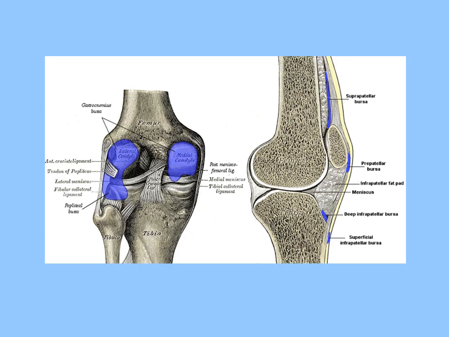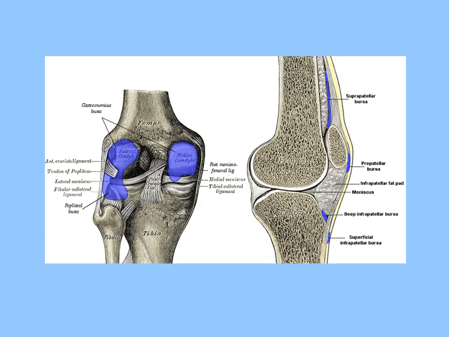Posterior and inferior to the patella, there is an infrapatellar fat pad. The infrapatellar fat pad is also innervated, and when inflamed, this fat pad can cause pain behind the patella. If you simply extend your knee, you will see the infrapatellar fat pad bulge out on the medial and lateral sides of the patella.